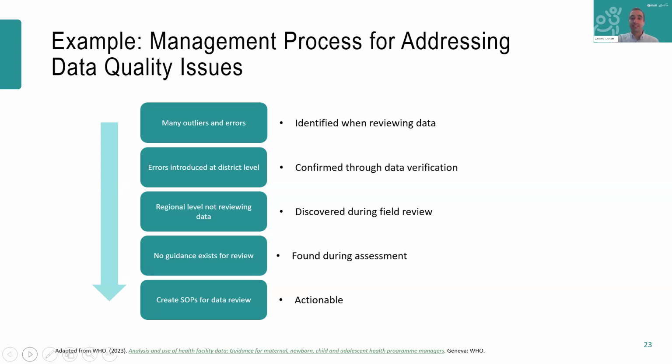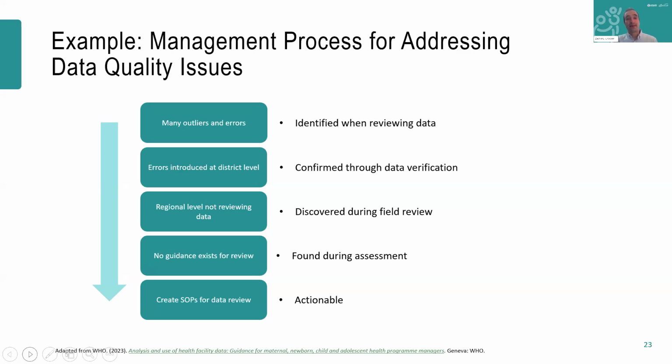Next, during a field visit, we learn that the regional level is not reviewing the data that's being submitted to them. Also during this visit, we learned that one of the reasons that the regional level isn't reviewing the data is that no guidance existed for them to conduct the review. So in this case, an actionable step to help address the data quality issues that we're experiencing might be to create an SOP for data review.